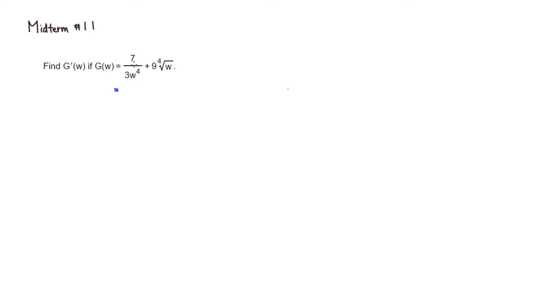So you have a 7 over 3, it's just a number, so I'm going to just put 7 over 3 in front. Alright, so you have a 1 over w to the 4th power. So we can write it as w to the, since it's sitting on the bottom, so it's going to be a negative power, a negative 4 power.